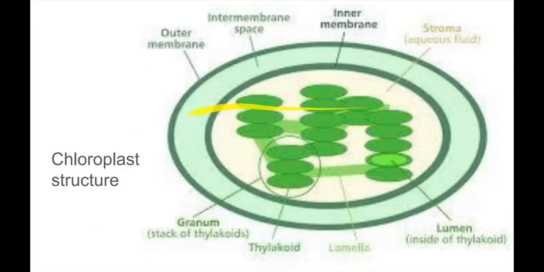Okay, let's go next. So here the structure of chloroplast is presented. You see that it is not so simple. It has outer membrane, inner membrane, some intermembrane space, and inside it is filled with stroma. Stroma is liquid, and in this liquid we have thylakoid.